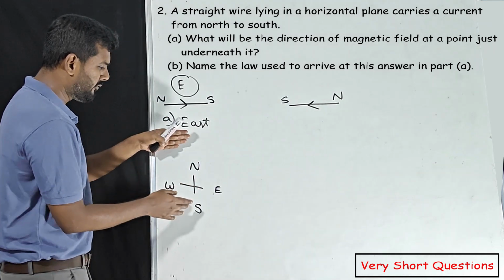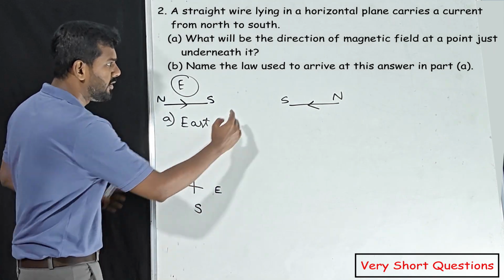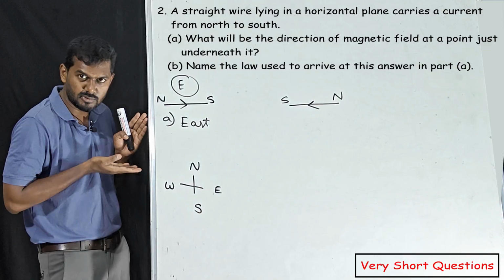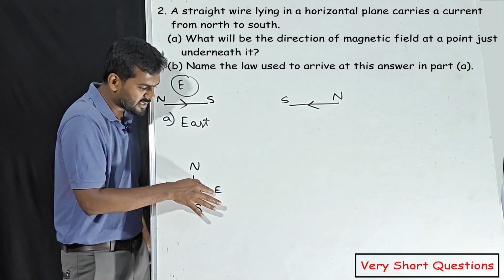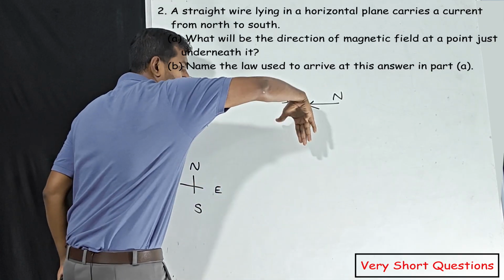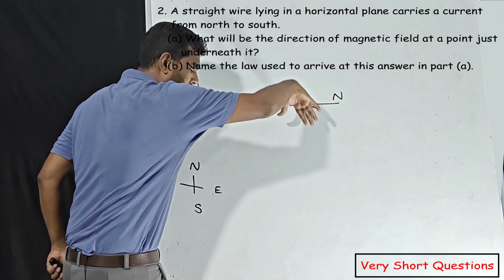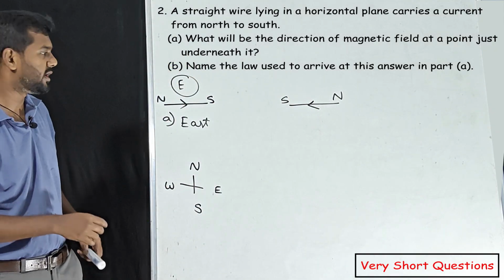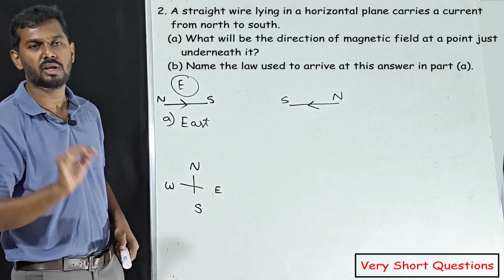Now see, if you hold it like this and rotate like this, north will go that side, south will come this side. Okay, if you rotate it like this, this east will go down, and these fingers will represent the direction of magnetic field. Again the answer is east only. So if you write like this or like this, the answer will be east only always.